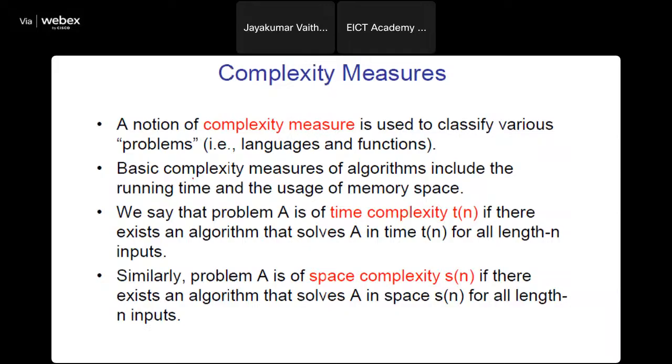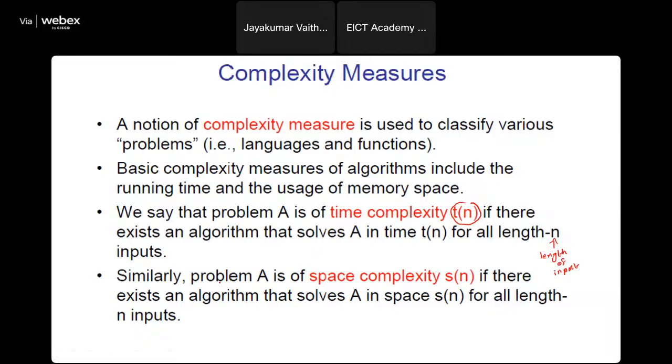Okay. So basically, complexity measures of an algorithm include running time and usage of memory space. We already discussed this in the previous slide. Whenever the given problem is A, the time complexity is denoted by T of n, if there exists an algorithm that solves your problem in time T of n for length n inputs. So the important concept here is, what is your length of input? If you keep increasing your input, then you need to calculate how much time it will take. So this is one aspect.